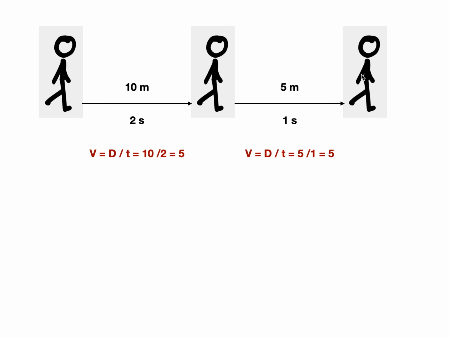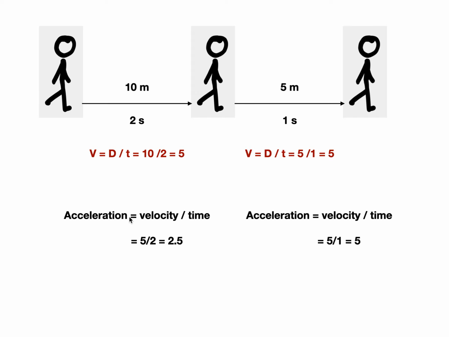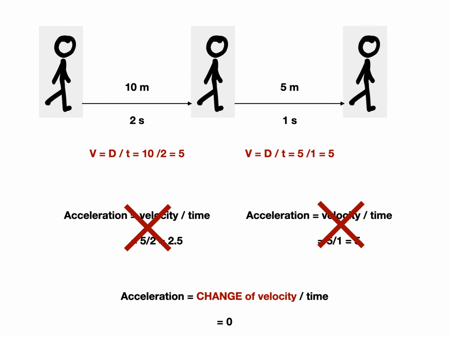How about acceleration? You know, acceleration equals velocity divided by time, right? So the velocity was 5, the time was 2, so 5 divided by 2 would be 2.5. And in here, velocity was 5, time was 1. So 5 divided by 1 equals 5. So actually he accelerates in the second half. Does that make sense to you? I don't think so. All right, so that's a super important concept, and lots of people get it wrong.